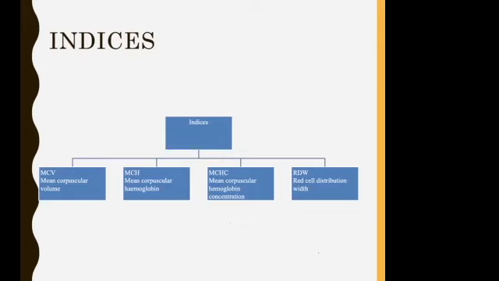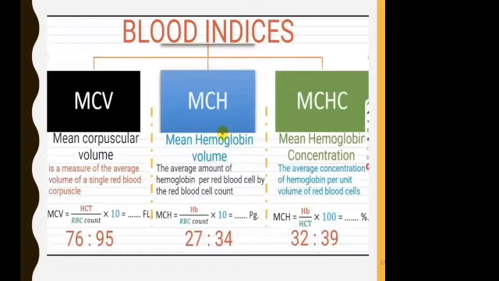Okay. So what are the indices that we need to look at? We start looking at the mean corpuscular volume, the mean corpuscular hemoglobin, the mean corpuscular hemoglobin concentration, and the red cell distribution width. Okay, so I think the other slide here just goes over this. You don't need to know how anything is calculated. Just to make this clear, you don't need to know how anything is calculated. All you need to know from here is the numbers.